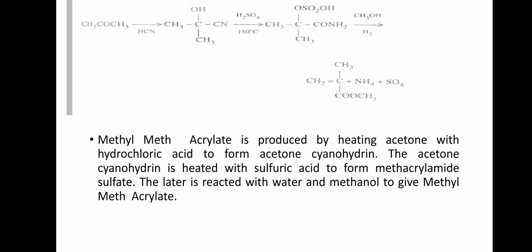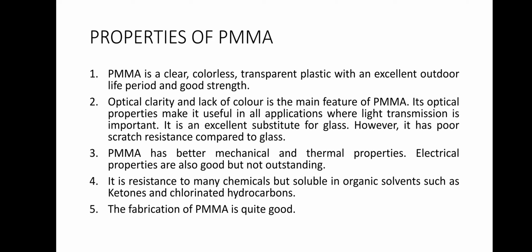It is produced from acetone by heating acetone, CH3COCH3, in the presence of hydrogen cyanide to form acetone cyanohydrin. Then acetone cyanohydrin is heated with sulfuric acid at 150 degrees Celsius to form methacrylamide sulfate, and this compound is reacted with water and methanol to give methyl methacrylate, and ammonium sulfate is the remaining product.